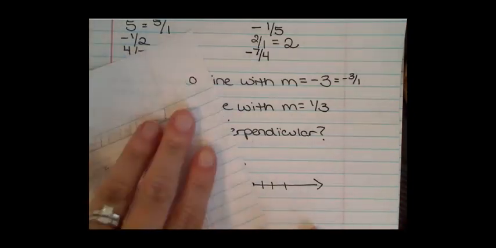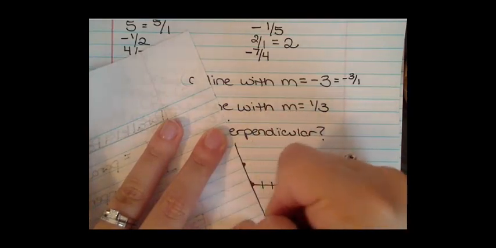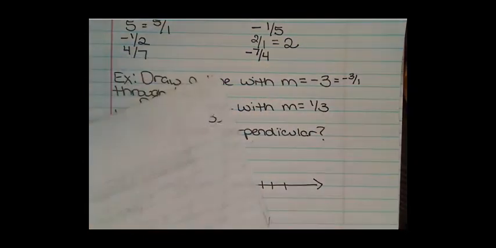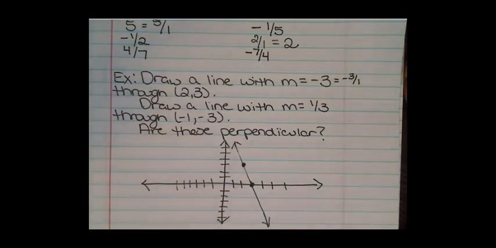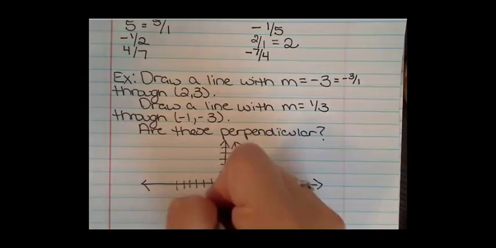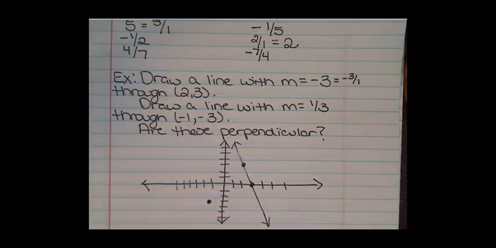So let's plot that. There's our first line. Now our second line said (-1, -3). So -1 and then down 3 right here. And then it has a slope of 1/3. So that means we're going to go up 1 and to the right 3. 1, 2, 3.